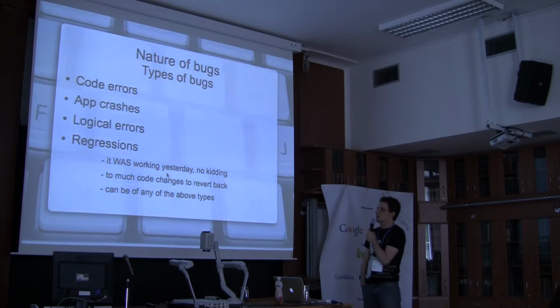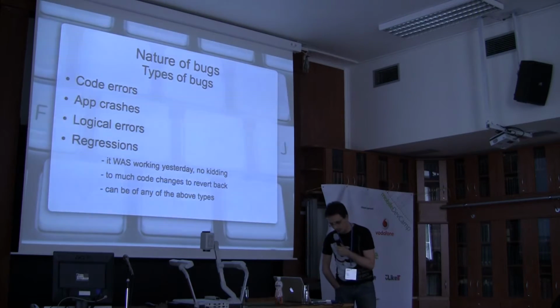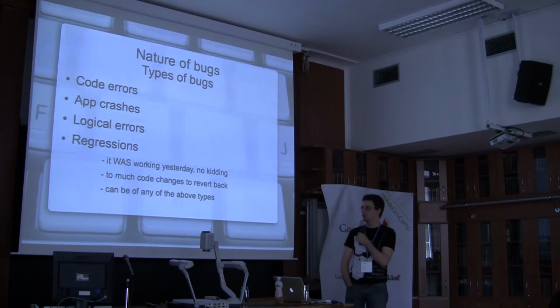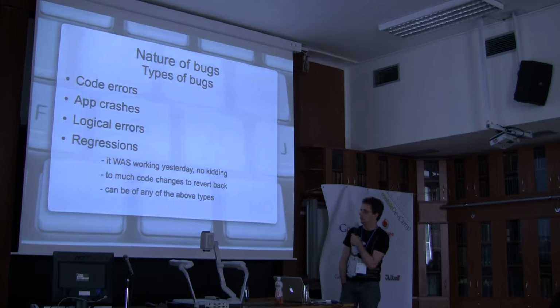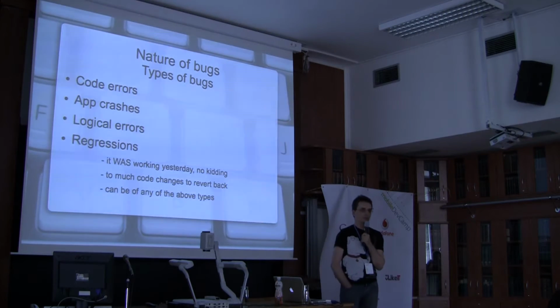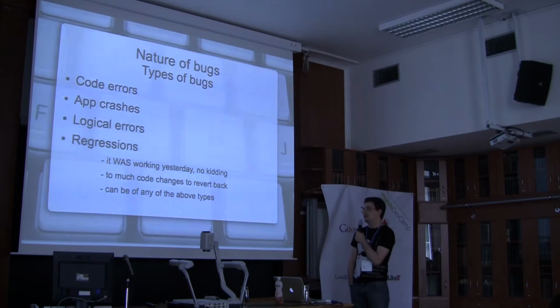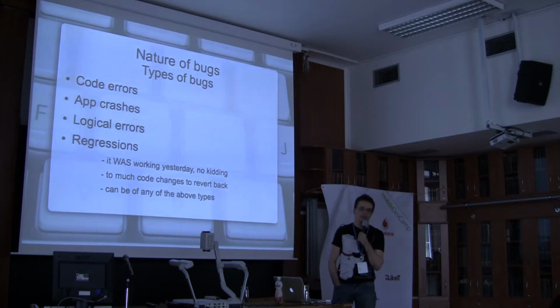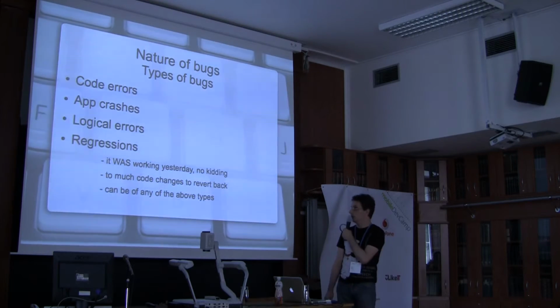exception. Now, regressions are something I personally hate the most. It's the situation when you change something in the app, and yes, it was working yesterday. Really, it was working yesterday, no kidding, and today it's simply not there. The app misbehaves and it's doing some weird things. However, there is too much code to just reverse back, because you could just pull the previous Git commit and start from scratch, but what if you changed 15 files? And it can be any of the above types. Once we introduce a regression, for one reason or another, we never know what kind of type it's going to be.